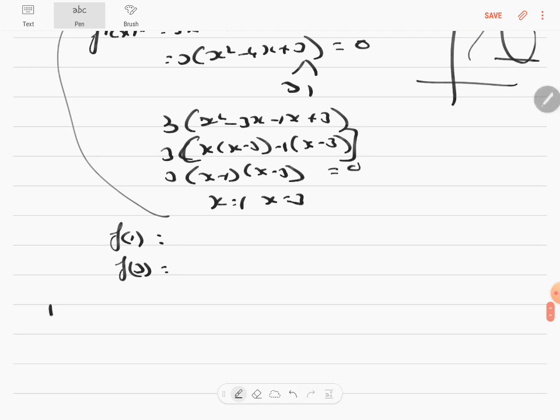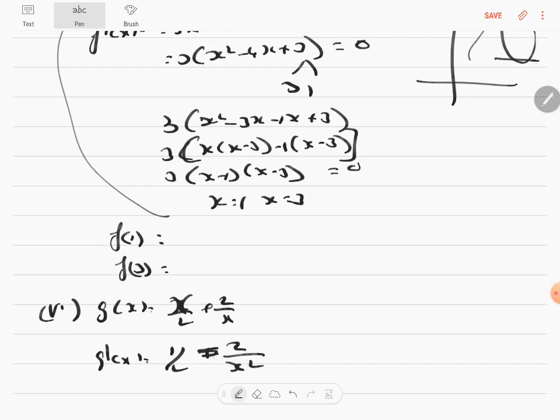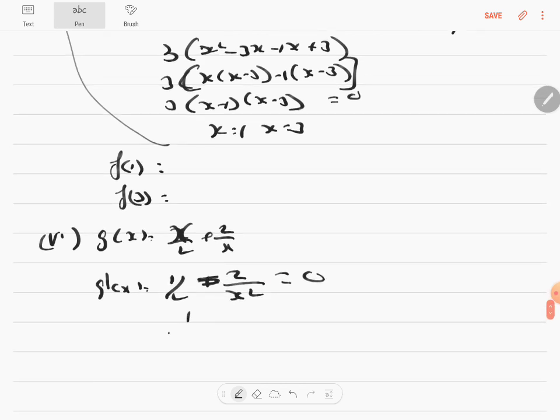The next question is the sixth question, which is g of x is equal to x by 2 plus 2 by x. g dash of x is equal to x by 2 is just 1 by 2 differentiation, and 2 into 1 by x is minus 2 by x square differentiation, which is equal to 0. So 1 by 2 is equal to 2 by x square. So x square is equal to 4, x is equal to plus or minus 2.